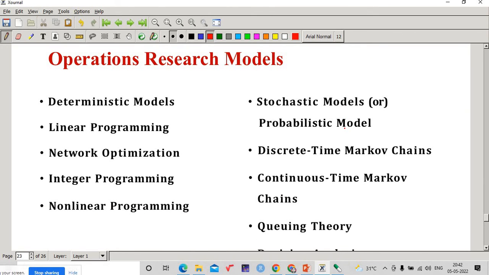And some operational research models apart from the mathematical modeling, which we also saw in the image above. Few of the models here I can enlist: deterministic model, linear programming, this we are going to learn.